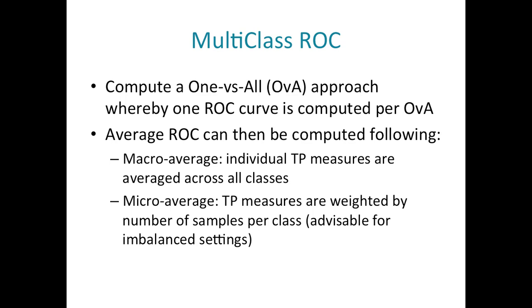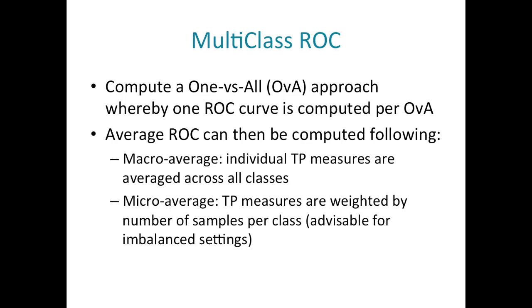And so the general approach for this is to compute the one versus all approach, again, where basically we compute one ROC curve for each one versus all. So for example, if we have, say, three different classes, we would have one classifier for class 0 versus 1 and 2, another classifier for class 1 versus 0 and 2, and a third classifier for class 2 versus 0 and 1. Okay, and then basically we could either represent one ROC curve for each of the one versus all classifiers, or we could also compute macro or micro averages.